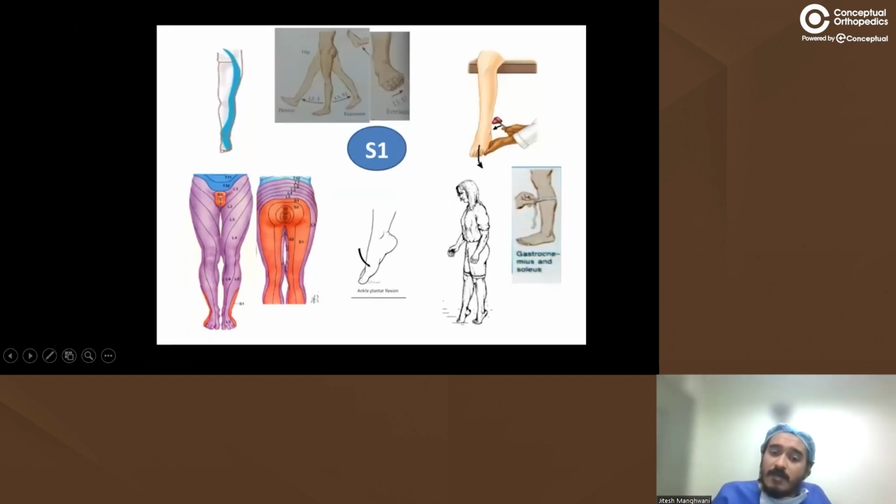S1: ankle plantar flexors are affected. The pain is in the calf area, and the gastrocnemius and soleus muscle may be affected. There may be wasting in chronic cases. Along with that, the ankle jerk is affected.